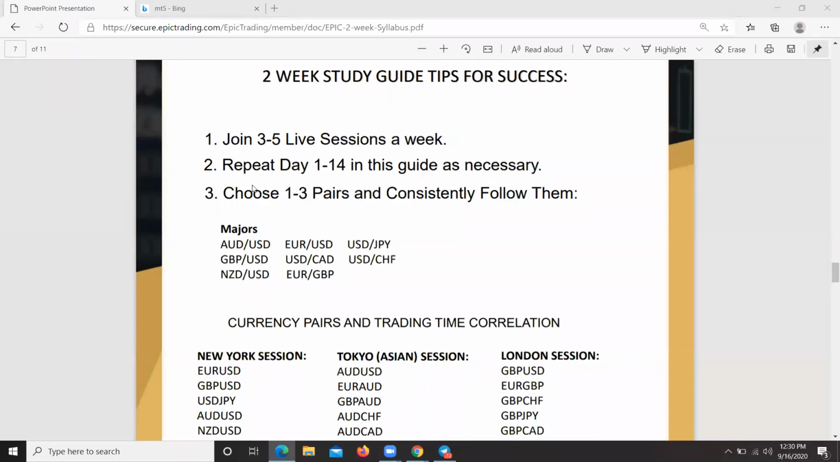Let's see. Oh, Naisha, you say you understand now. Coach, what pairs do you personally trade besides UJ? I trade Euro, NZD, USD, JPY, US 30 for the most part.